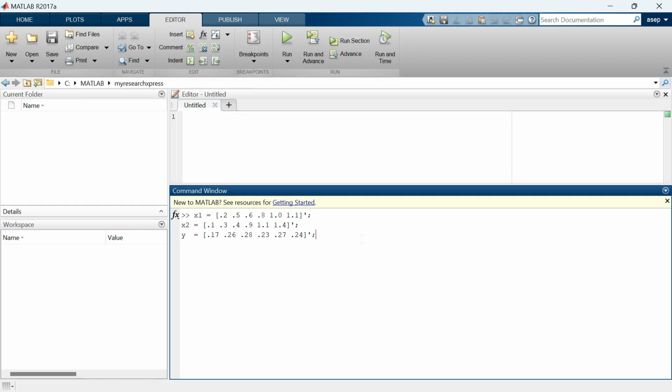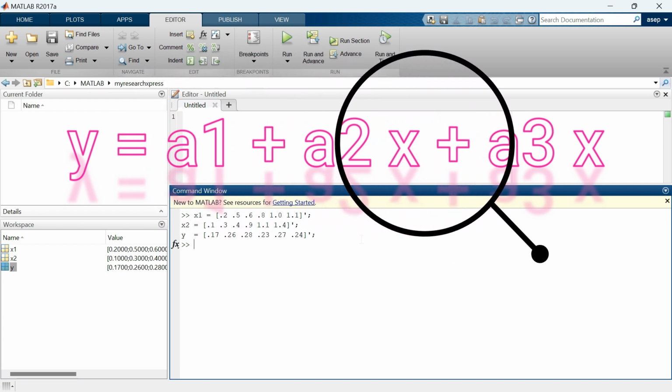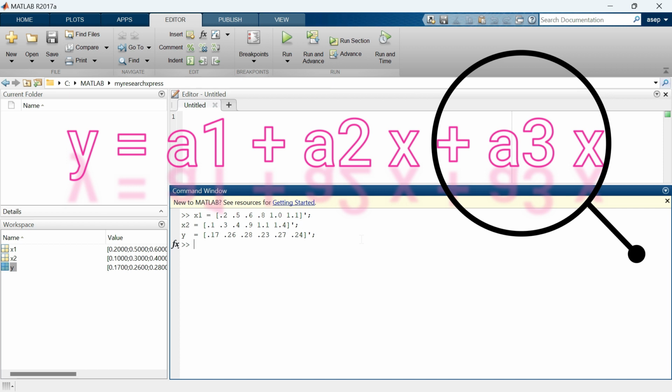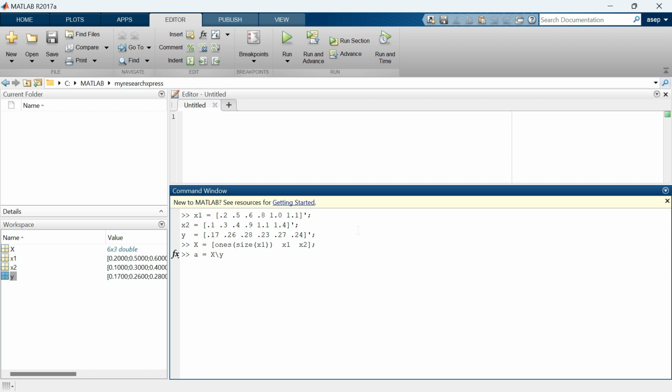Assume that we collect data for the quantity y at various values of the parameters x1 and x2, and a multivariate model of the data is. Multiple regression solves for unknown coefficients a1, a2, and a3 by performing a least squares fit. In MATLAB, we can solve these coefficients by using the backslash operator. Then, based on this result, the least squares fit model of the data is.